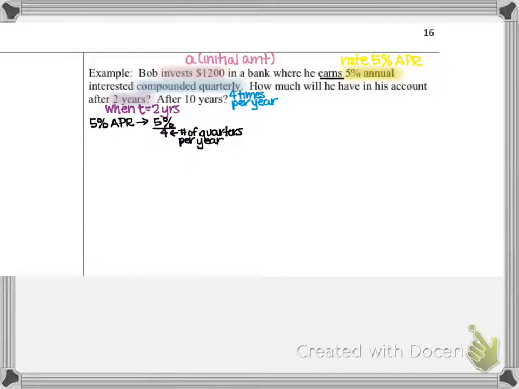All right, so if I take my 5% and I divide it by 4, I'm going to get 1.25%. This is going to be the quarterly growth rate.